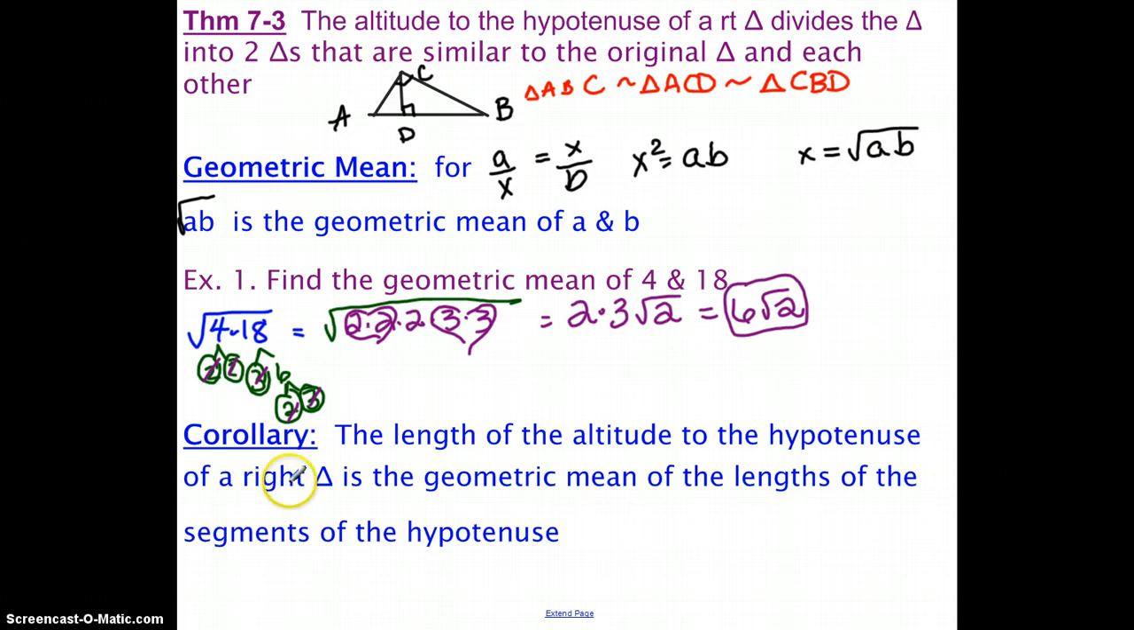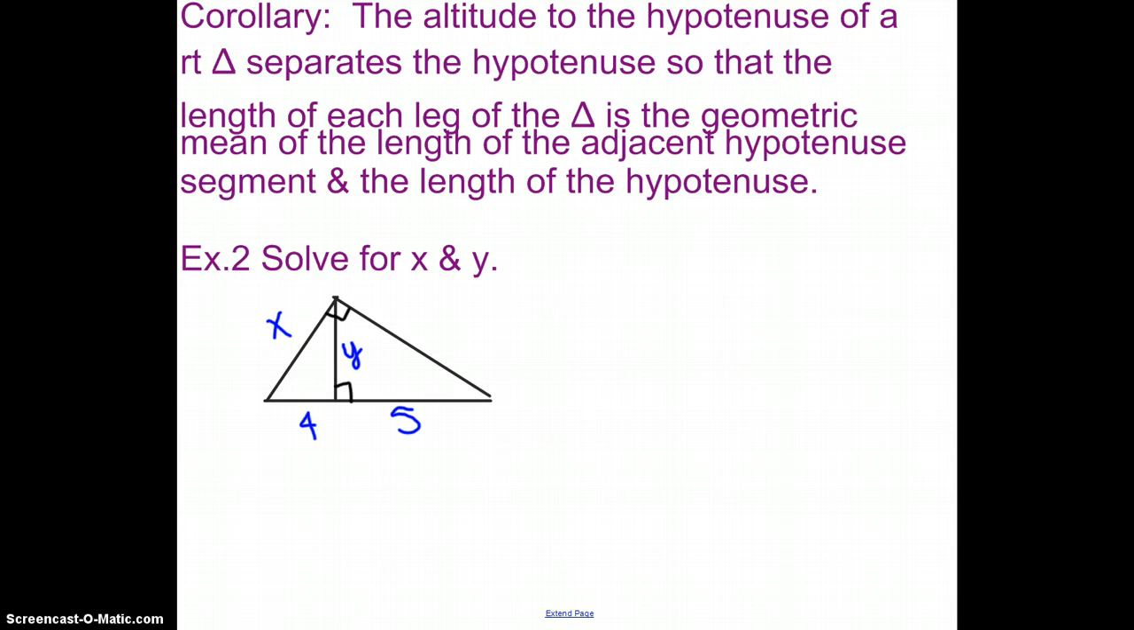Now, there's another corollary down here that basically says that the length of the altitude to the hypotenuse is the geometric mean of the segments of the hypotenuse. So in other words, back up here, if I want to find this length, if I do the geometric mean of these two pieces, that'll tell me how long this is. So let's take a look at one where I actually use it.